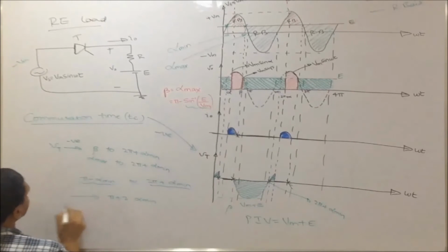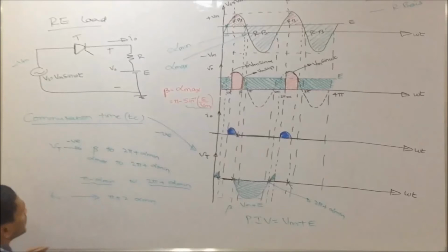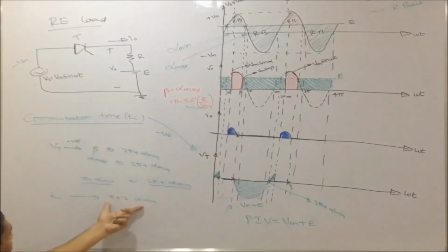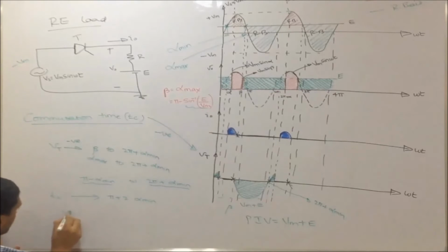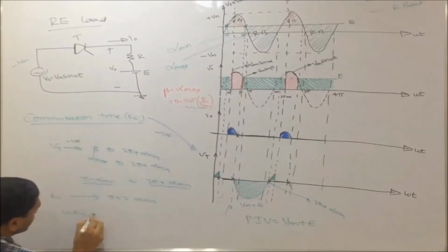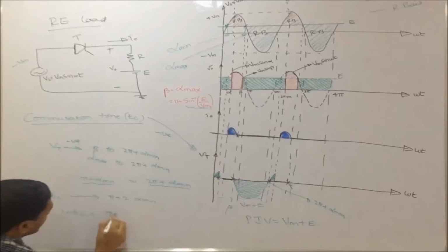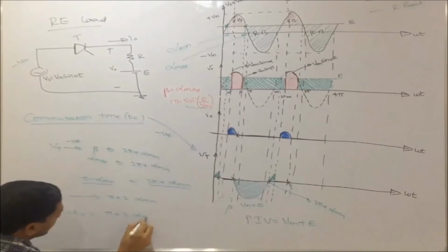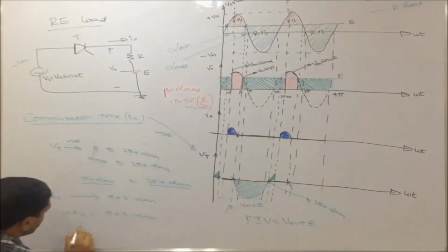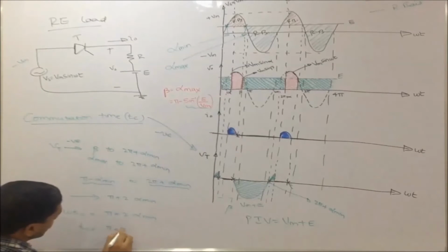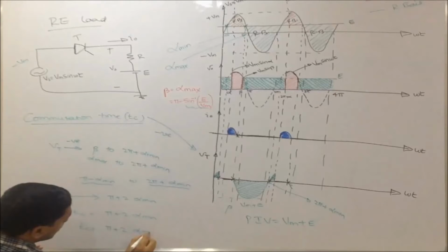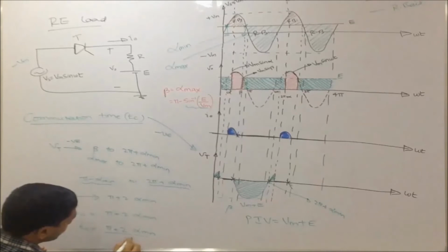This corresponds to my Tc, but this is an angle duration, and this is time. So to equate the dimensionality, I put omega Tc equal to pi plus 2 into alpha min. So my commutation time Tc is pi plus 2 into alpha min divided by omega, so many seconds.